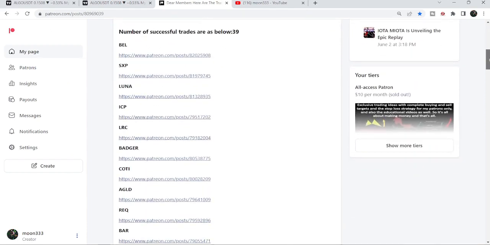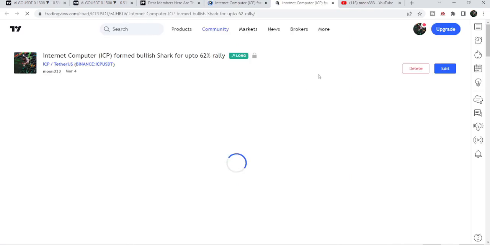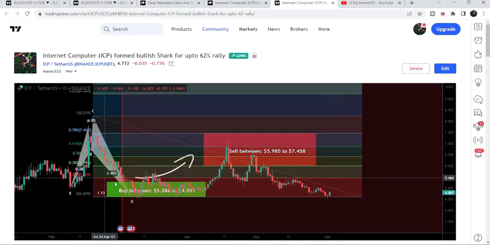You just need to open that report. For example, if you would like to check or verify any trading signal like this, the trade signal for Internet Computer, you just need to click on the link. It will take you to the TradingView chart. There is a play button available on every TradingView chart. You just need to click that play button and it will show you how the price line moved up from the buying zone and rallied to the sell target zone.